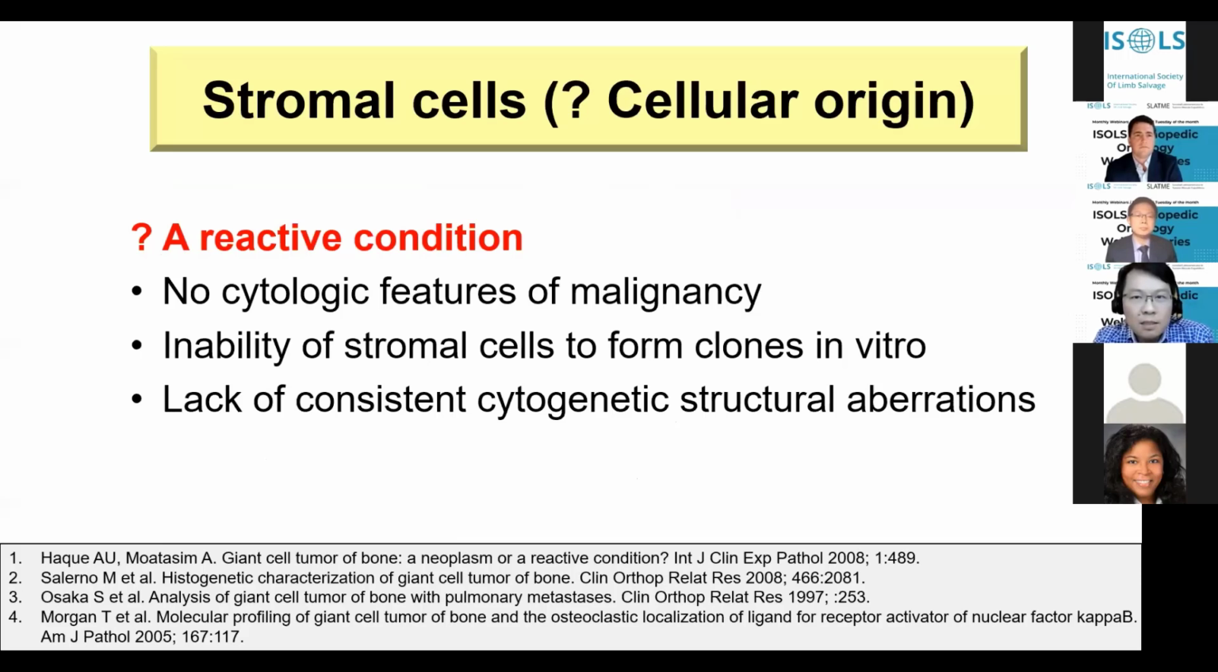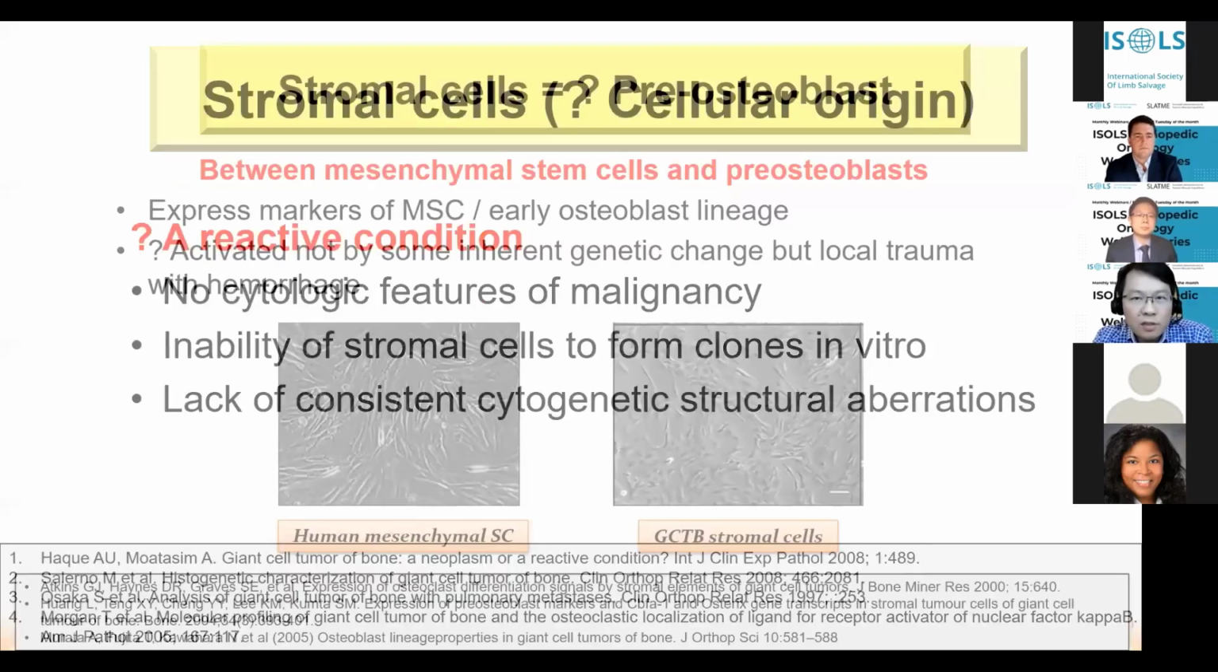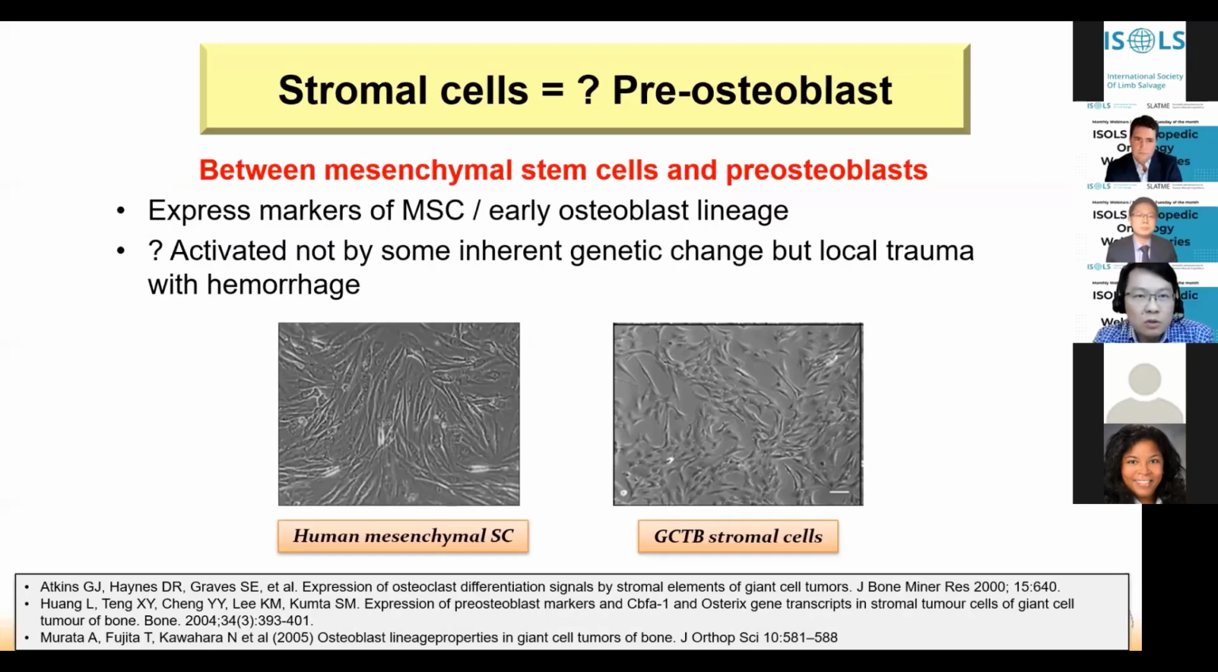But in the current evidence, I think the stromal cell is a pre-osteoblast, the one I mentioned in normal bone remodeling. You can see on this slide that they quite resemble mesenchymal stem cells. Evidence shows that they express markers of early osteoblastic lineage. So it's a pre-osteoblast, but somehow arrested at this stage without the normal regulatory mechanism for bone formation.